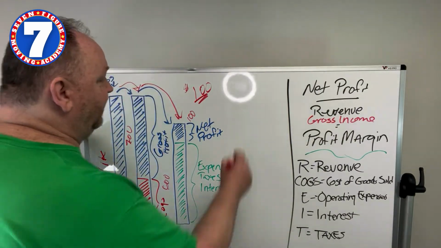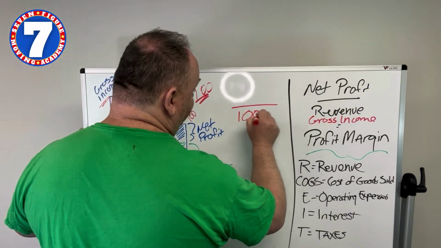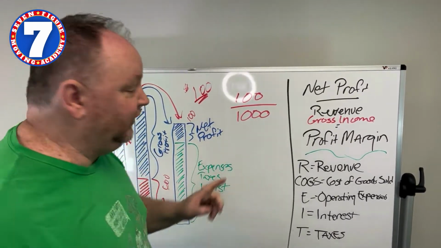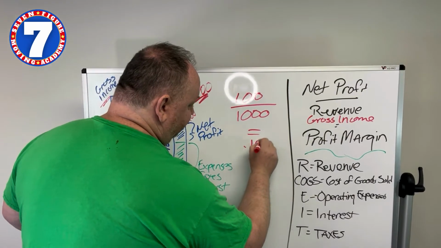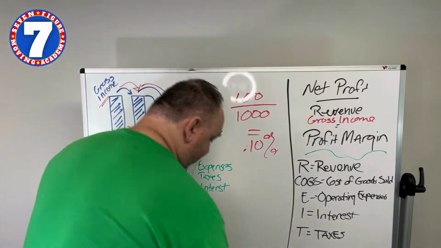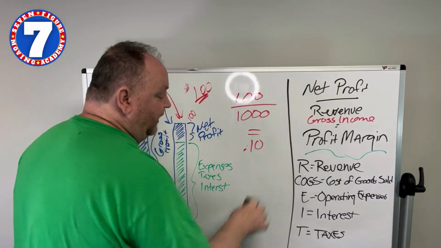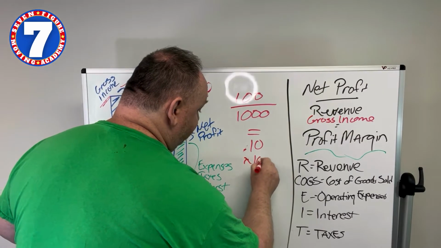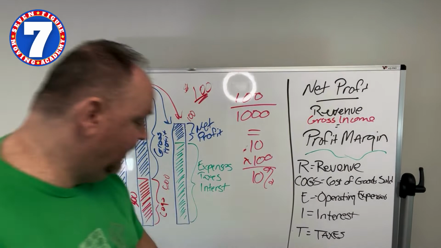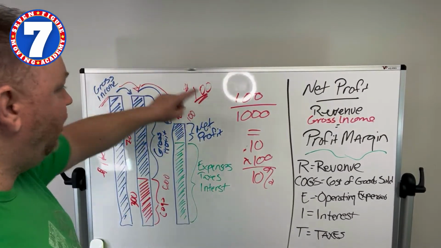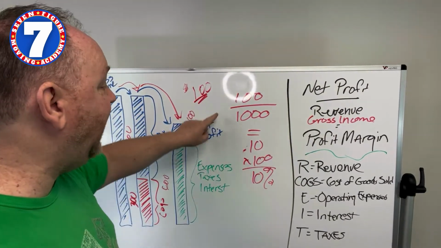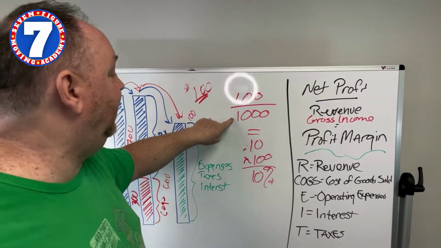Our gross income in this case is $1,000. Our net profit is $100. So that equals 0.10. Then you multiply it by 100, and that's your percentage. So it's 10%. In this case, your profit margin is 10%. Your net profit is $100 and your gross income is $1,000.